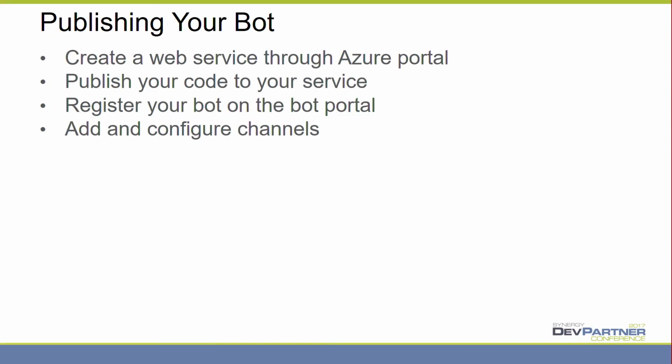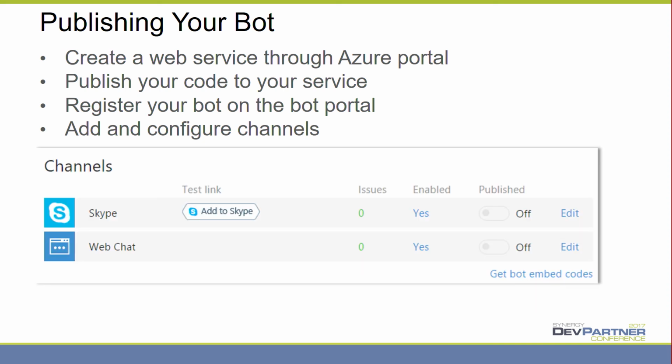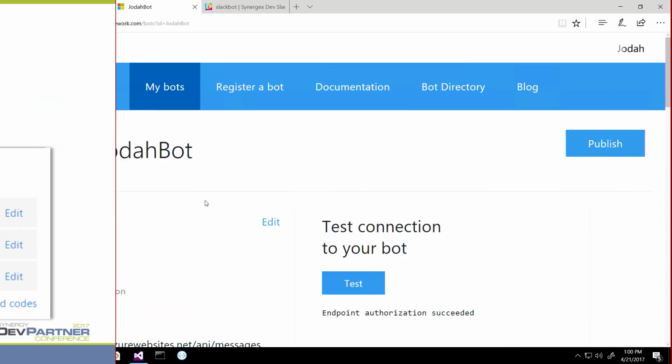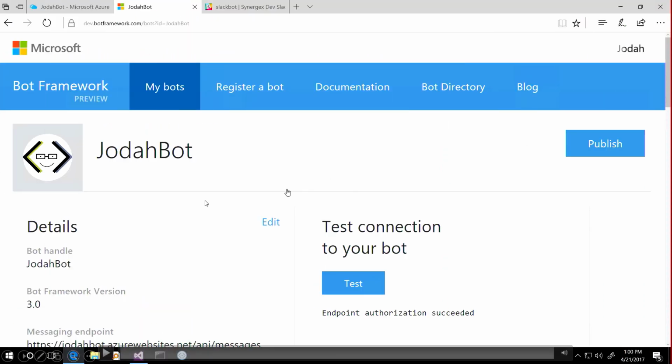So, the next step is to add and configure channels. Now, by default, when you register a bot on the bot portal, it configures 2 channels for you, Skype and web chat. But there are a lot of other channels to choose from. We're going to step you through how to set up Slack. It's changed slightly since we recorded this, but it's very similar.